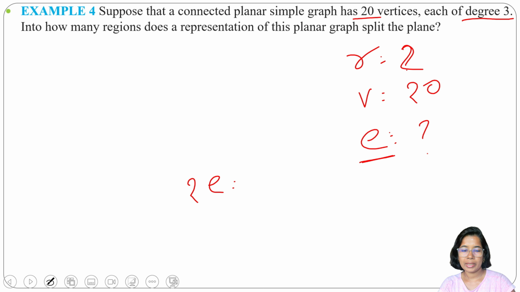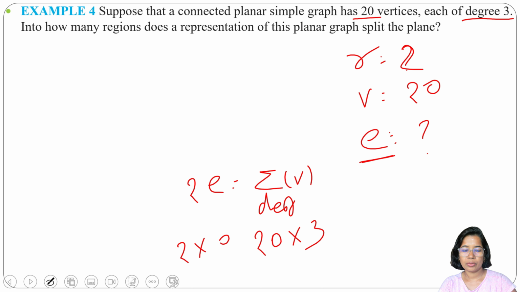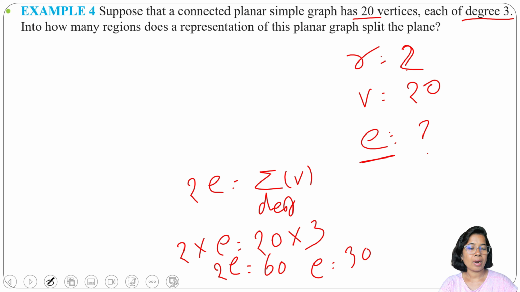2 into E equals the sum of the degrees of the vertices. Now each vertex's degree is 3. So 20 into 3 equals 2 into E. 2E equals 60 and E equals 30. We found the number of edges equals 30.